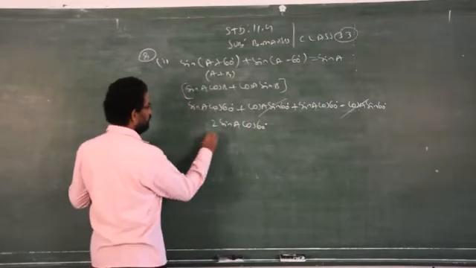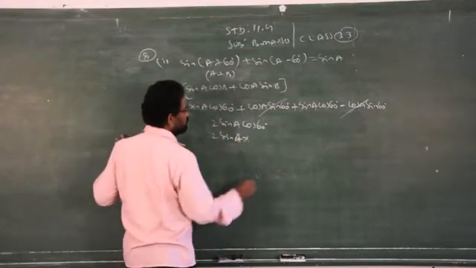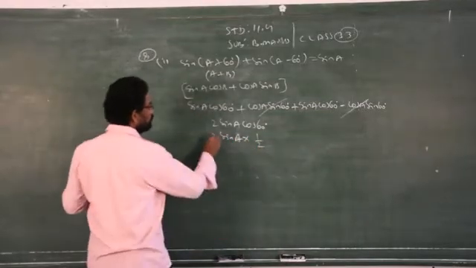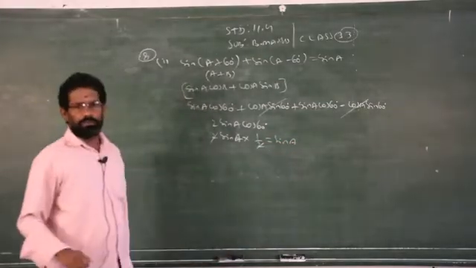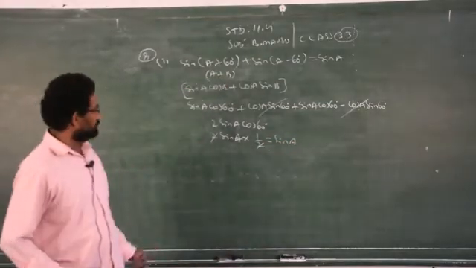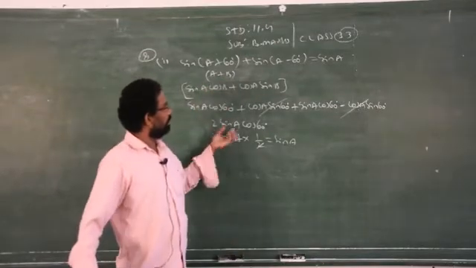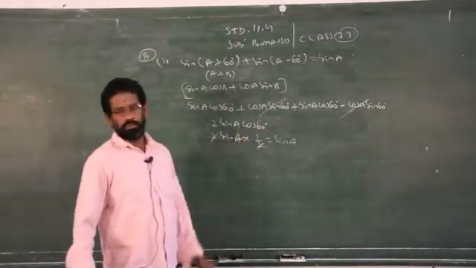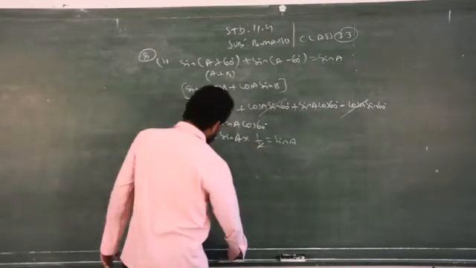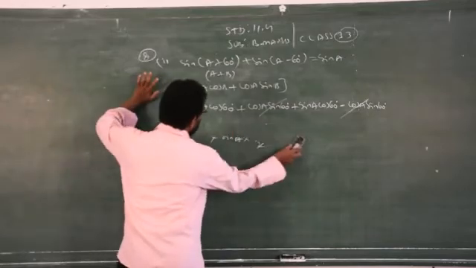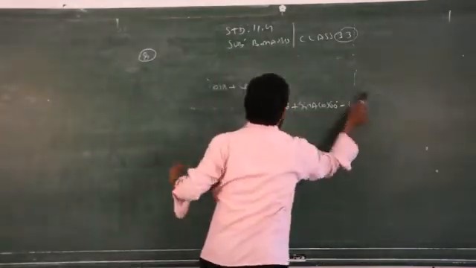What is the value of cos 60? Sin A into cos 60, that is 1 by 2. So the 2 gets cancelled and you will get sin A. Hence the proof. It is very easy to prove this condition: just use the sin(A + B) and sin(A − B) formulas and eliminate, and you will get the required answer. This is the first subdivision of question number 8. Now the second subdivision.